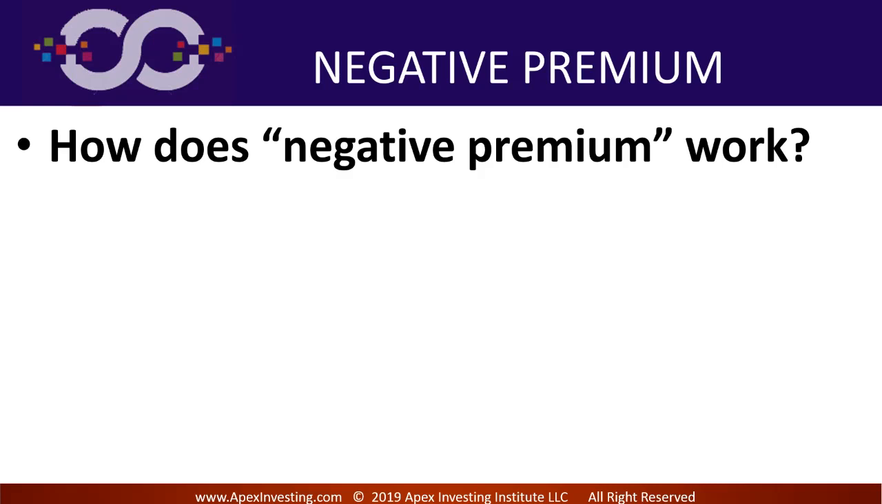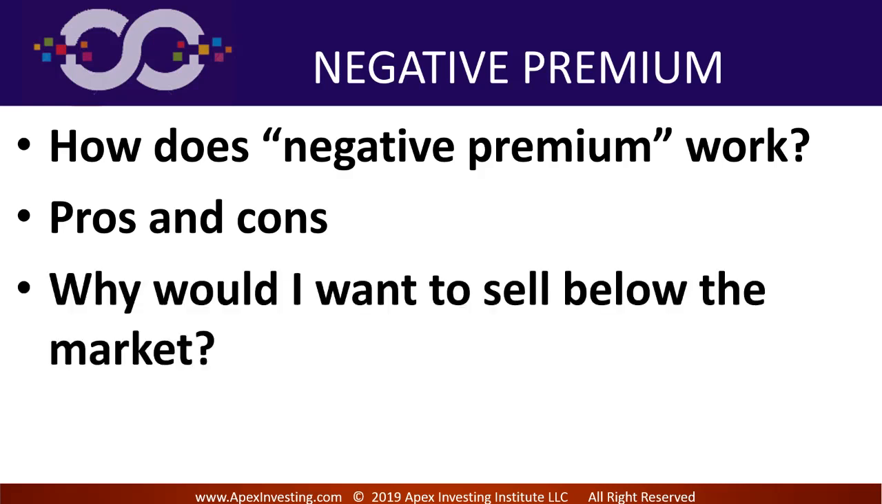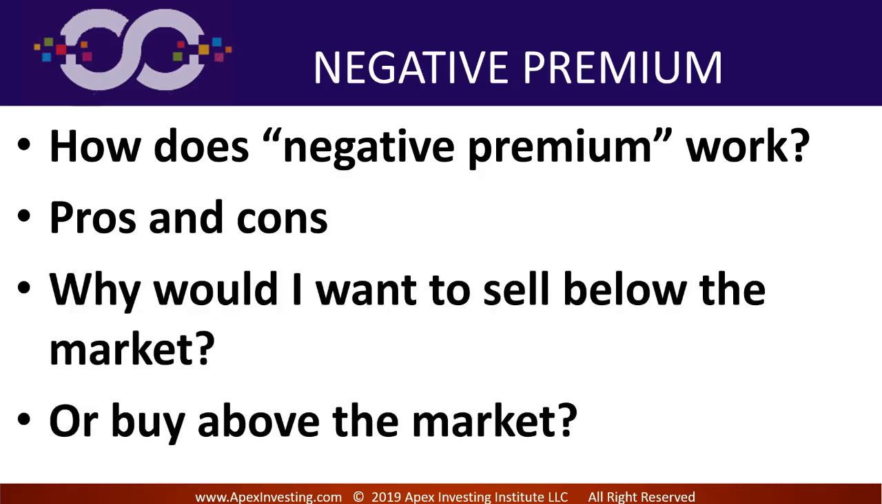Now, the contract can be cheaper, all right, with a negative premium. That can be a big edge. Why would you want to sell below the market? Because you want to literally risk less money. Maybe we could literally just be risking premium and no intrinsic value. No real value in the contract.